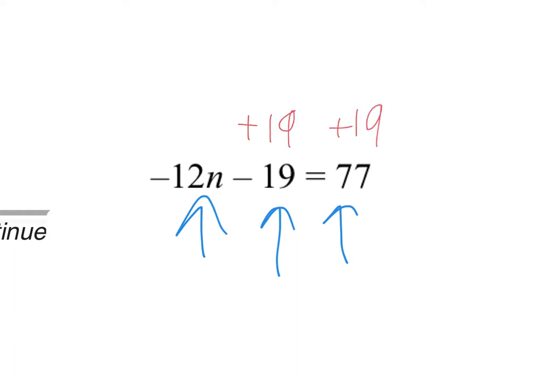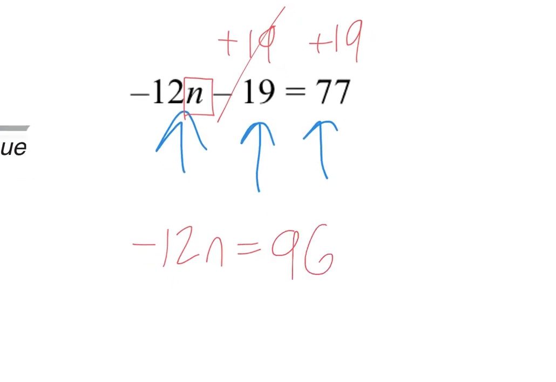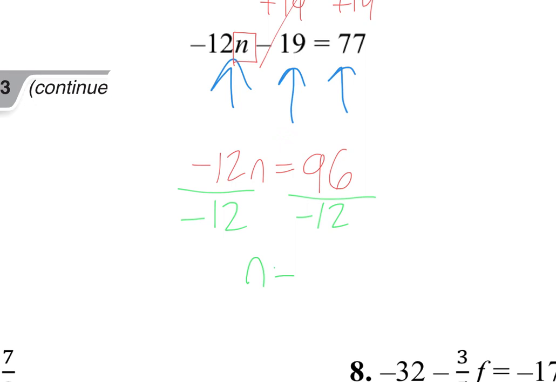The reason I'm adding 19 to both sides is because this is the variable I'm trying to get by itself. So I need to remove the items that are on the same side of the equation with it. And when I add 19 to both sides, that does cancel out. And when we add it to the other side, we get a 96. Now, when I go on both sides and divide by negative 12, I get that n is equal to negative 8.